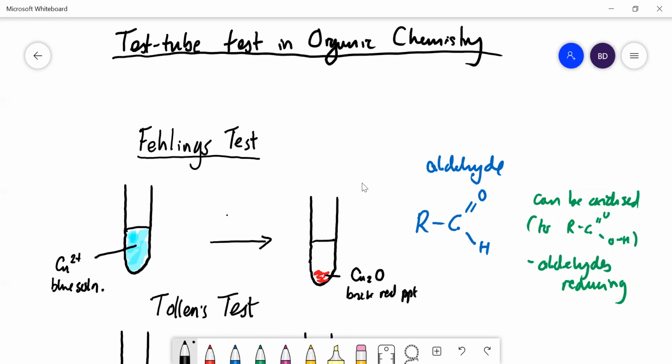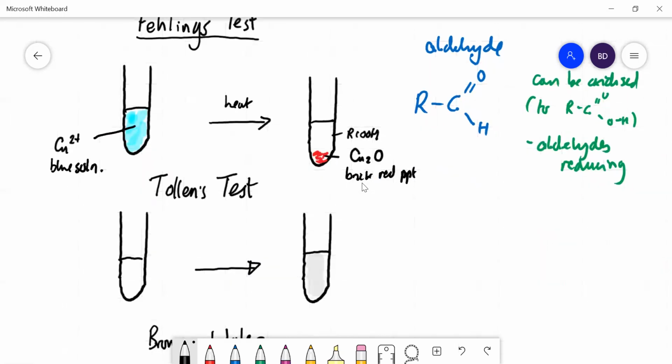And you do need to heat it as well. So you usually put it in a water bath. And after that is finished, don't forget you will have some carboxylic acid in there. That's what you're going to have in there afterwards, because the aldehyde will be oxidized.